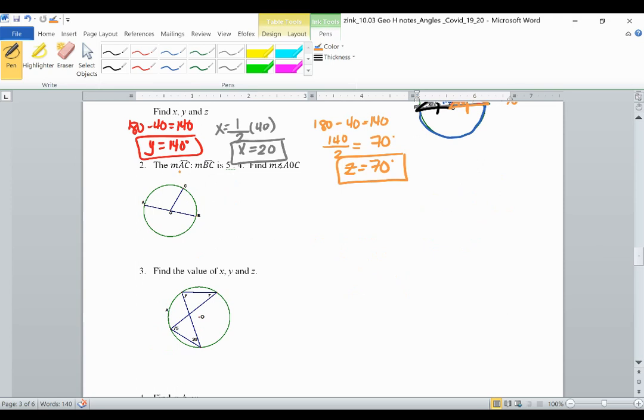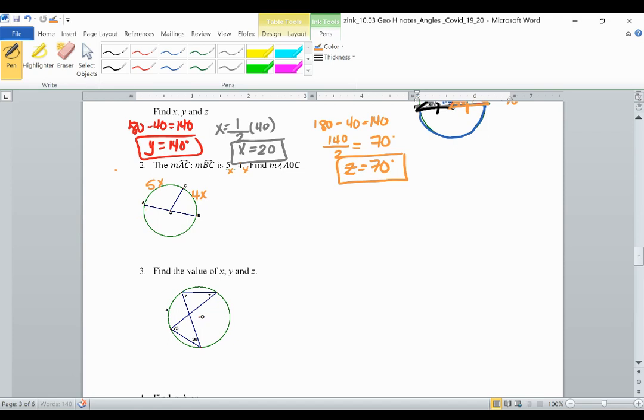All right, next one. The measure of arc AC to the measure of arc BC is in a ratio of 5 to 4. So whenever we see those ratios, put an x next to them. So AC is going to be 5x, BC 4x. Find the measure of angle AOC.